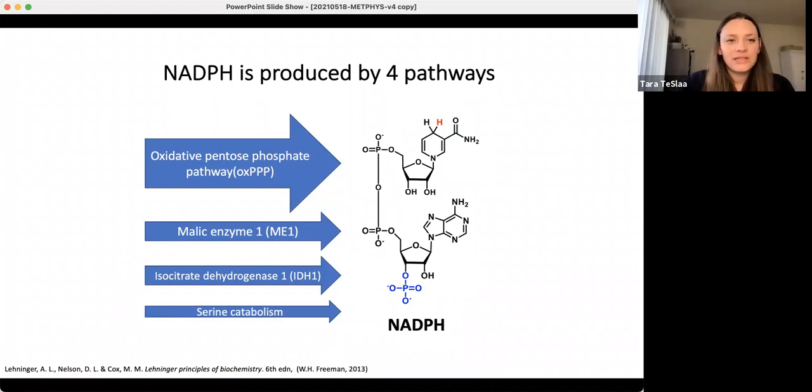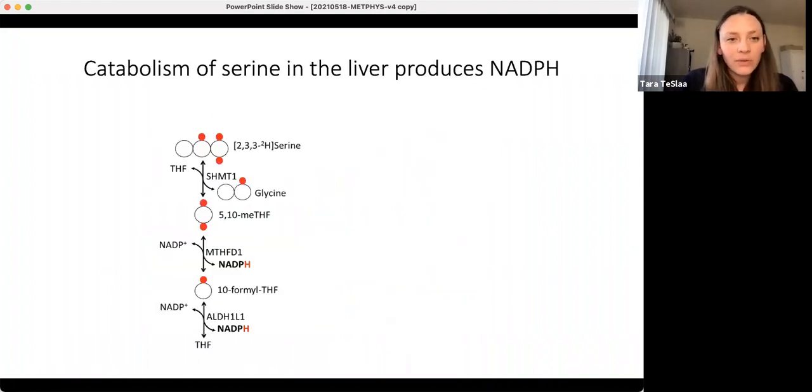So what pathway is producing NADPH? In looking at the other pathways that can produce NADPH, we became very interested in serine catabolism. And that's because several of the enzymes involved in this pathway are actually highly expressed in the liver. So we used a similar strategy in which we used deuterium labeled serine, where the hydrogens that will eventually be used to make NADPH are labeled.